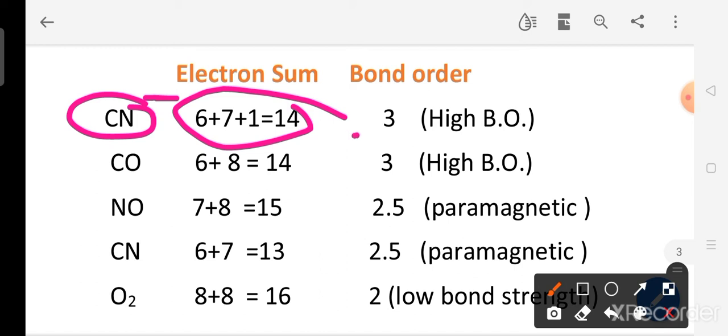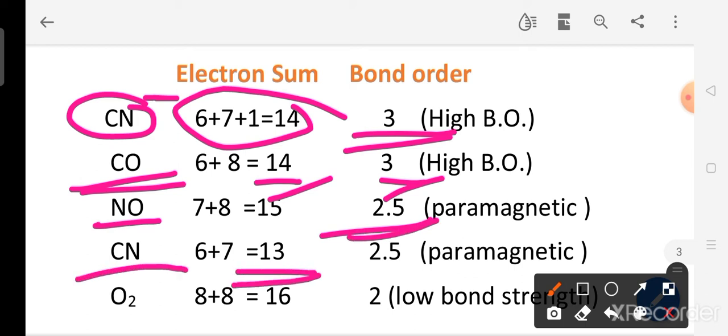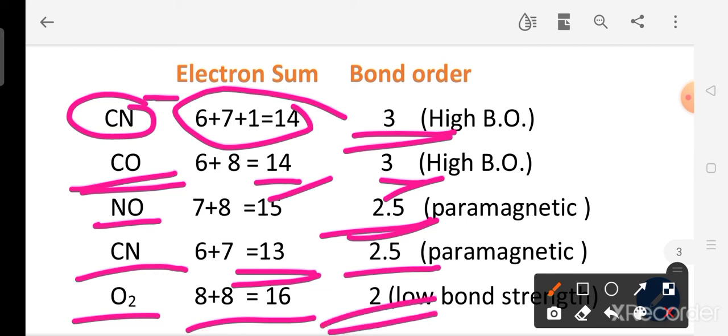So the bond order of that molecule is 3. In the CO molecule, carbonyl, the electron sum is 6 plus 8 equals 14, and the bond order is 3. In the NO molecule, the bond order is 2.5. In the CN molecule, the electron sum is 13, so the bond order is 2.5. And in the O2 molecule, the electron sum is 16, so the bond order is 2.